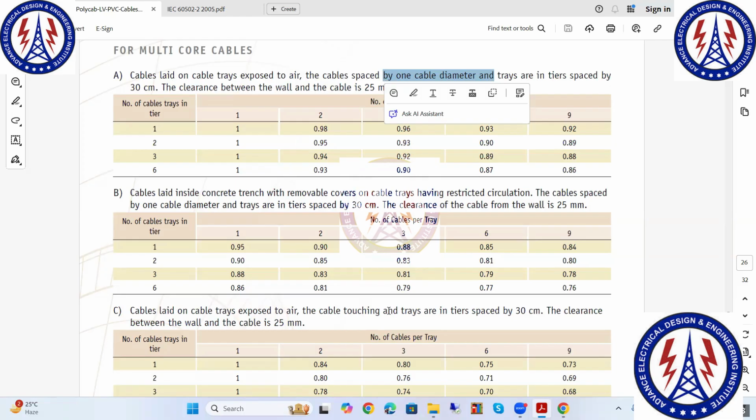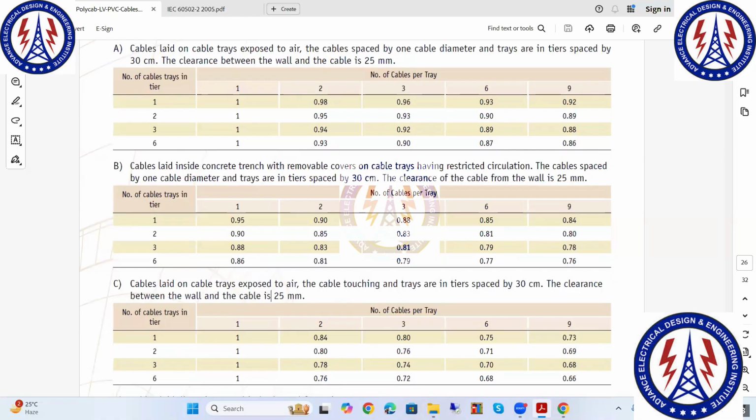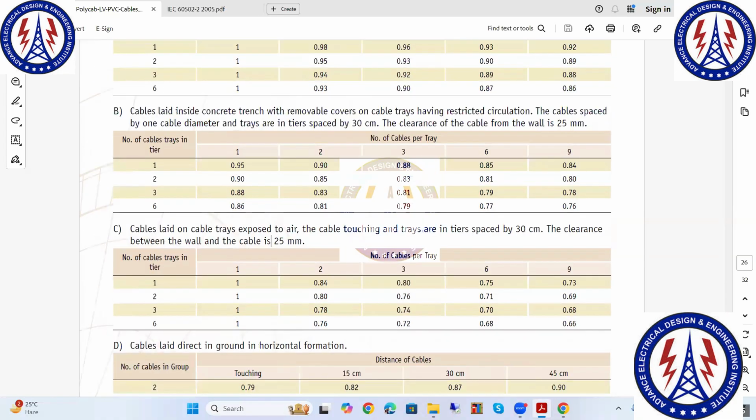But if I use the C factor, cable touching, then in that case, you can see we can basically save the material, save the installation cost. Okay, clear? Because it's in that touching formation, and we can lay more cable in one tray.